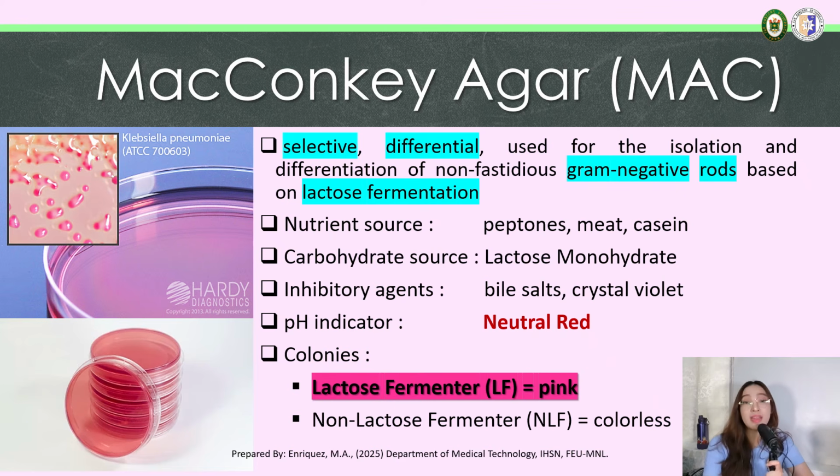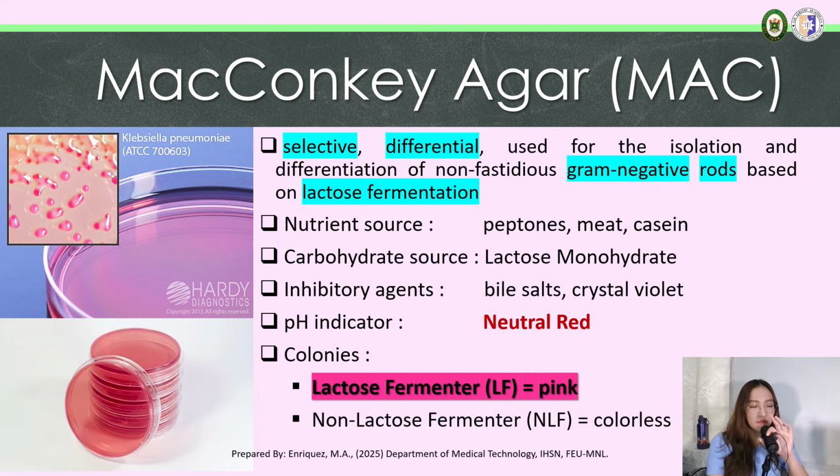So here's what's going to happen. If the bacteria is able to ferment lactose, fermentation leads to the production of acids, di ba po? And this acidic environment would now react with the neutral red. All right? Ang pH indicator po ng McConkey agar ay neutral red. So neutral red is the pH indicator, at kapag sinabi po nating pH indicator, this component will show us if there is a change in pH within the culture media. So now, the acids that were produced by the fermentation of lactose will react with neutral red, producing colonies that are pink. Okay, so again, lactose fermenting bacteria will appear pink using the McConkey agar.